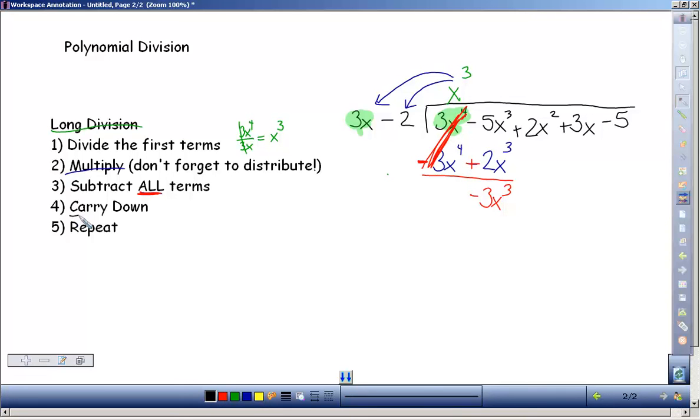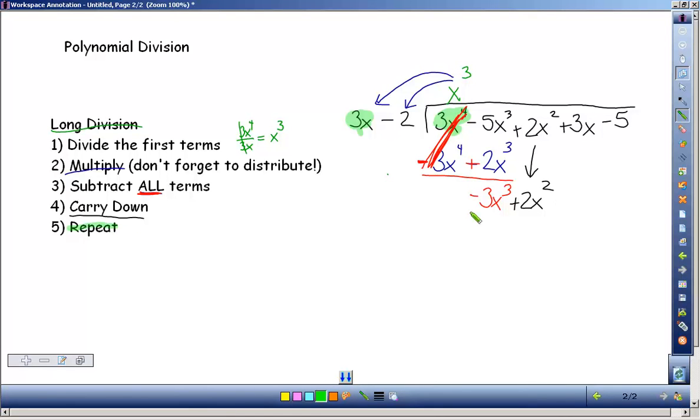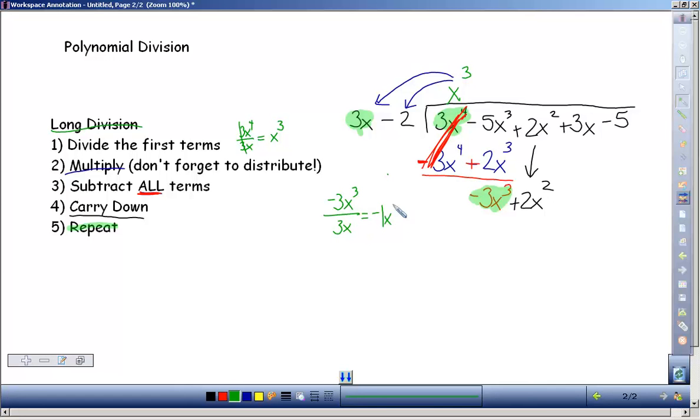And now I'm down to my last step, which is to carry down. So I need to carry down plus 2x squared down here and start over. It says to repeat. So I'm going to take my first term and divide it by my first term. So negative 3x cubed divided by 3x. The 3's cancel and it leaves me with negative 1. X cubed divided by x is x squared. So I get negative 1x squared.